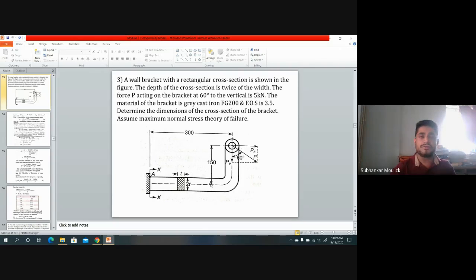Now this overall stress you have to equate with the maximum permissible stress of the problem, which we will find from these two terms, that is FG 200, in which 200 is my ultimate tensile strength, and this 3.5, which is my factor of safety. If I equate this maximum permissible stress with the maximum stress generated in the problem, then we can get the value of T and 2T. Is the process clear? Does anyone have any doubt? No, sir. Okay, now let us find it out.